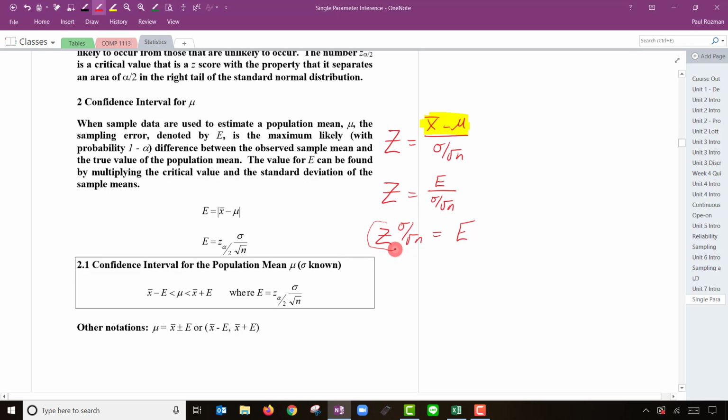Now, we have some control over the z-score that we pick. This will be our critical value. This is a z-score that separates what's likely to happen from things that are not so likely to happen. And now we have a way to estimate error. We can write these confidence intervals in notation like this, where I take my calculated mean minus some error, and my calculated mean plus some error, and I'm hoping that the mean of the whole population is somewhere in that interval.